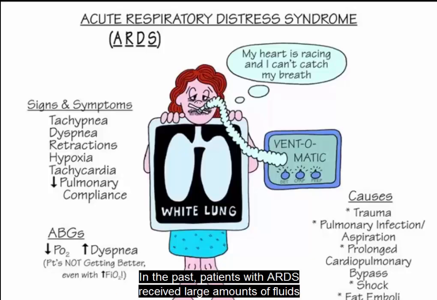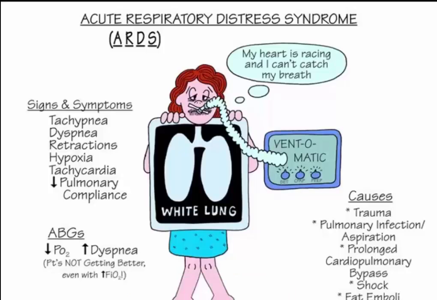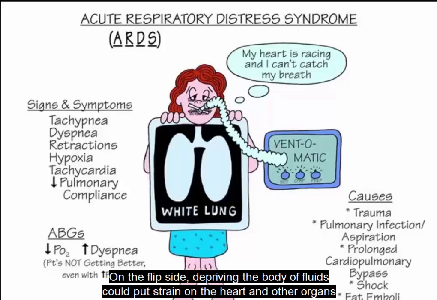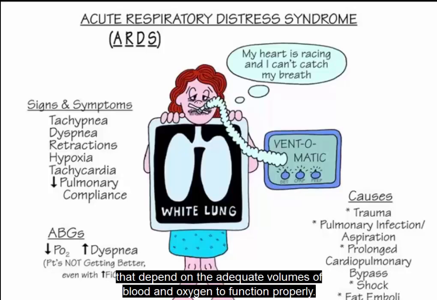In the past, patients with ARDS received large amounts of fluids to keep oxygen flowing to other parts of the body. However, too much fluid can increase fluid buildup in the lungs. On the flip side, depriving the body of fluids can put strain on the heart and other organs that depend on adequate volumes of blood and oxygen to function properly.